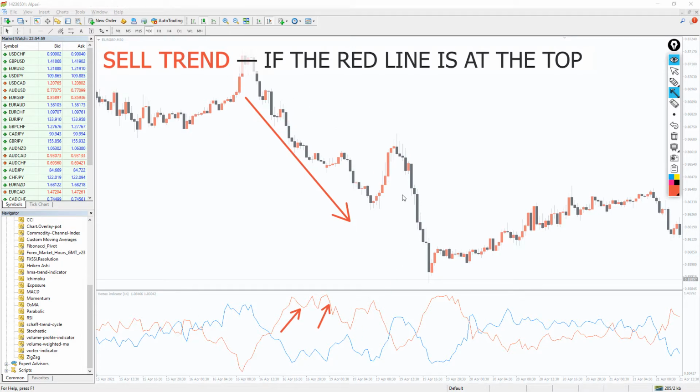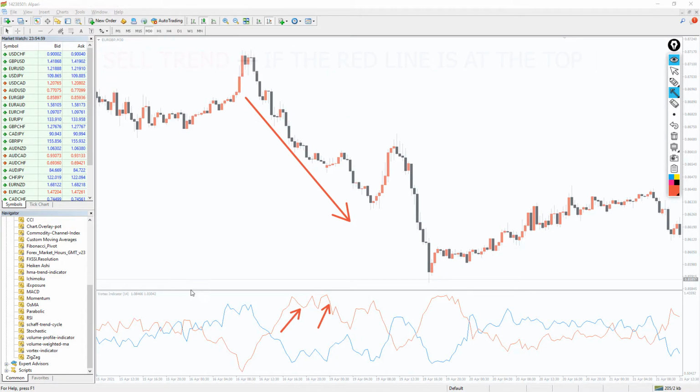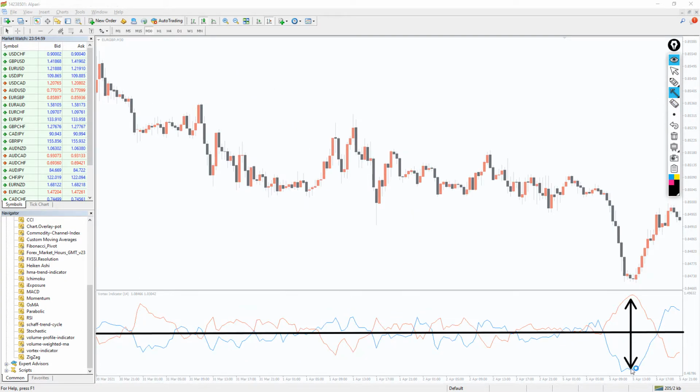Thanks to its simple visualization, the indicator helps the trader to follow the trend very easily and stay in its direction. Another vital aspect of the Vortex MetaTrader indicator is to provide you with the trend strength.